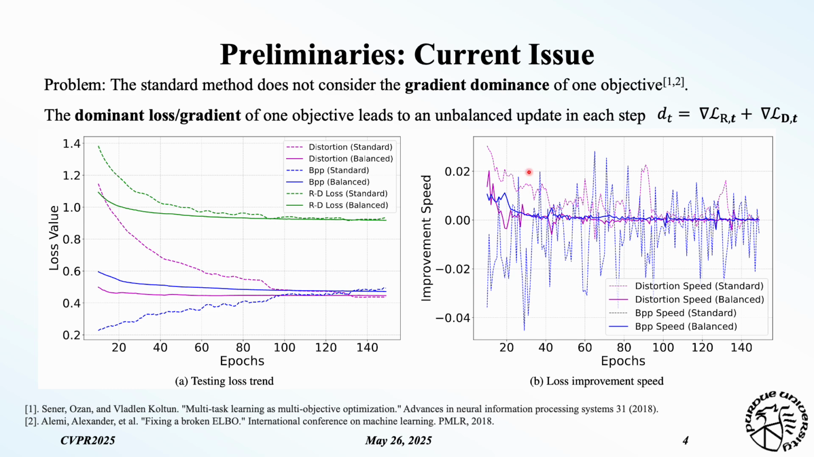In plot B on the right, we compare the loss improvement speeds. The balanced optimization leads to a more consistent and less volatile improvement speed across epochs, while the standard approach shows much larger fluctuations and instability.